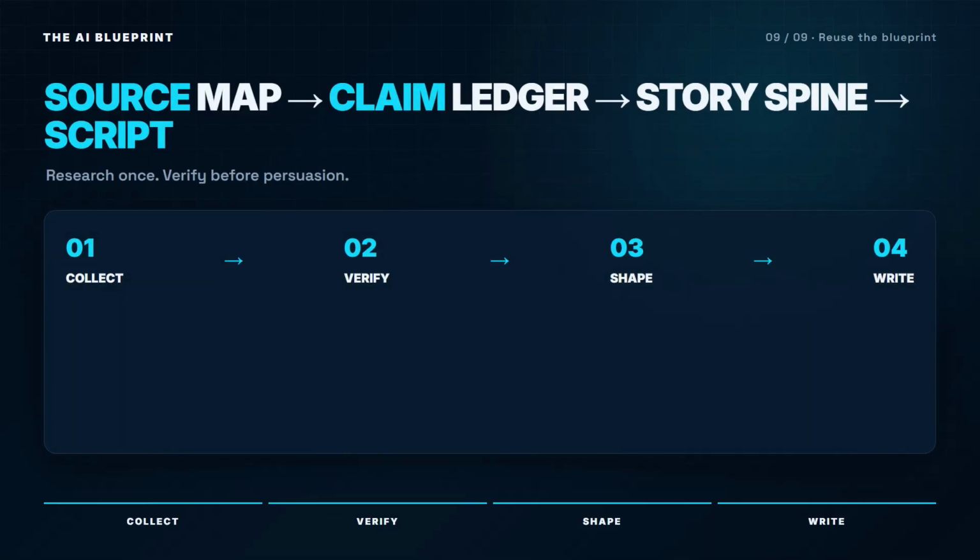The reusable blueprint is 4 artifacts in order. First, a source map that gives every document a job. Second, a claim ledger that separates facts, inference, limitations, and visual proof. Third, a story spine that turns evidence into a viewer journey. Fourth, a beat-by-beat script with word budgets and evidence ID.